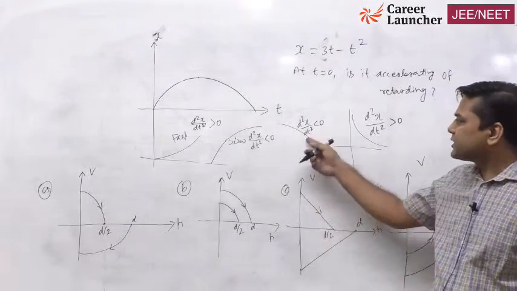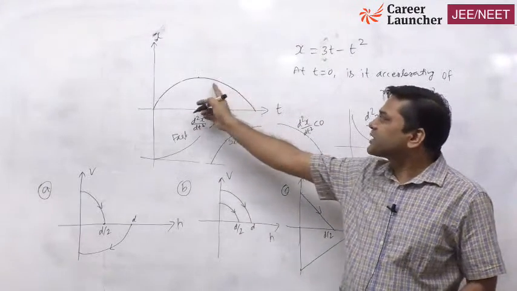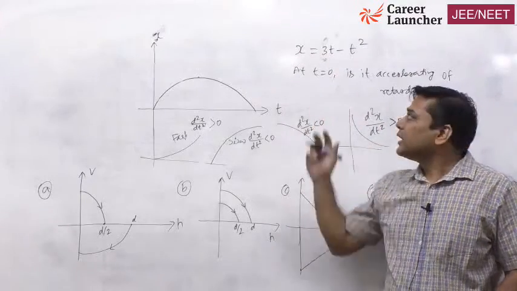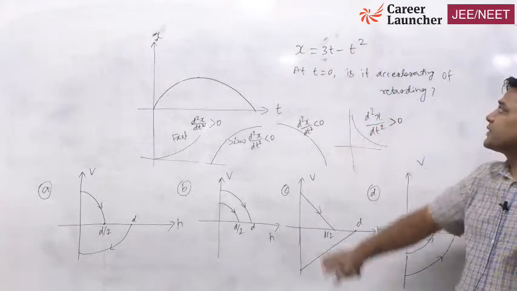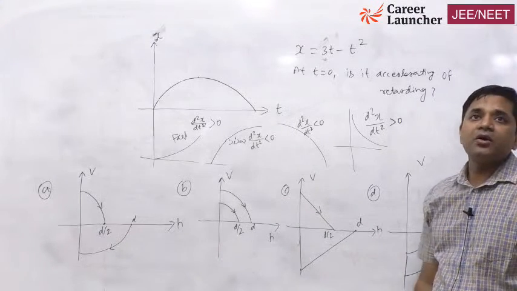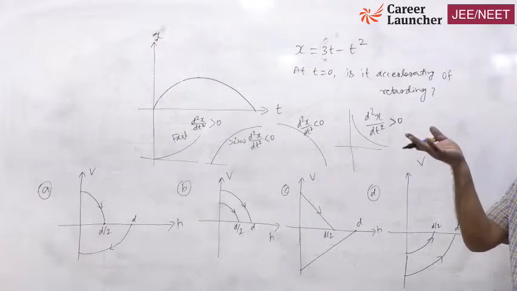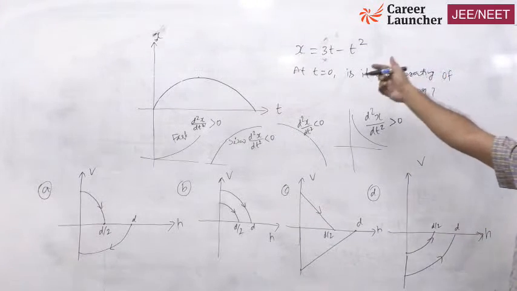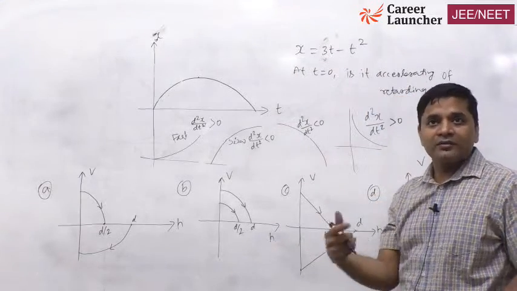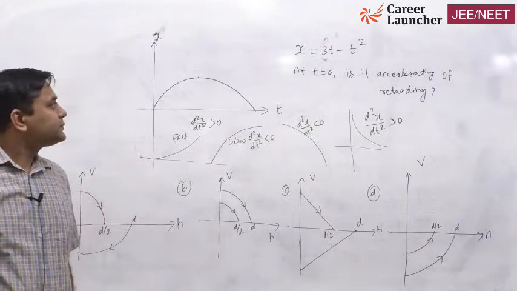Those who don't know this, you can note down that fast means this one, and then I'll come back to this graph. But before that, I want to check this concept. The x versus t equation has been given, and you need to find out whether it is accelerating or retarding. You can do it mentally, no problem. You know how to differentiate mentally, right? dx by dt is 3 minus 2t. Keep on doing it mentally.